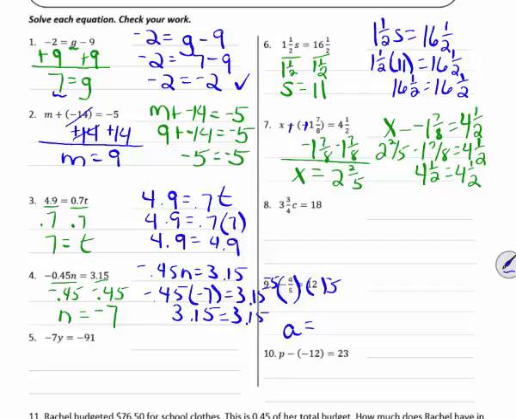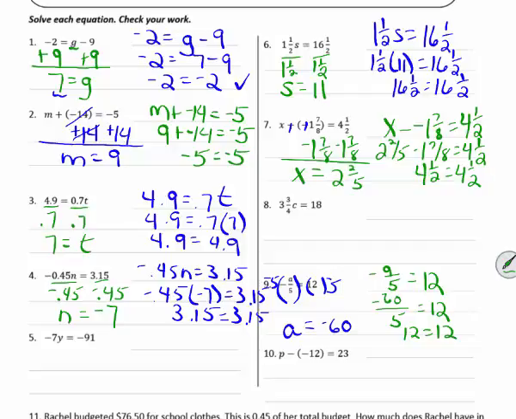12 times negative 5 is negative 60. So when I do the check for this one, negative a over 5 equals 12. So I'm going to have negative 60 divided by 5 equals 12. Well, the negative of a negative is a positive, so 60 divided by 5 is truly 12.